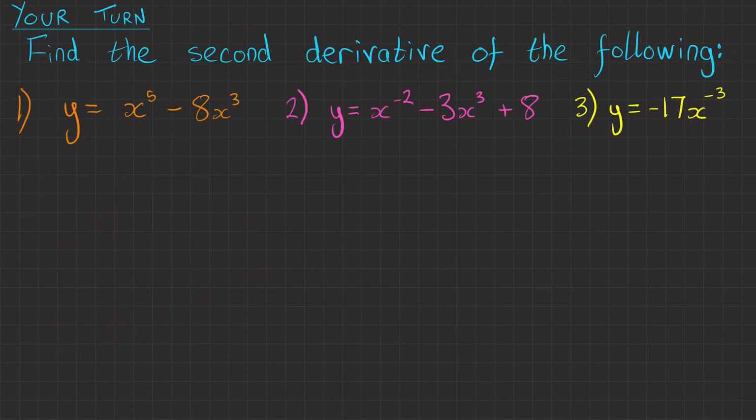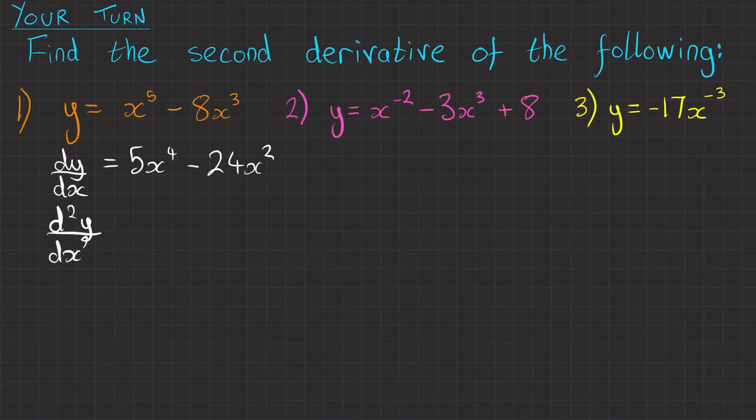Here's 3 questions for you to try. Pause the video and resume when you're ready. Find the second derivative of the following. For the first question, we'll have dy over dx equals 5x to the 4 minus 24x squared. Then the second derivative, d squared y over dx squared equals 20x to the 3 minus 48x.